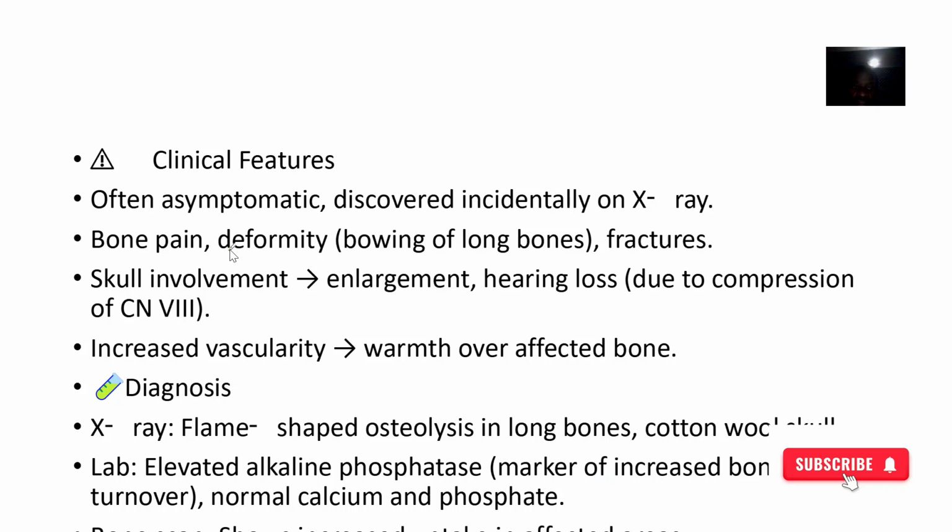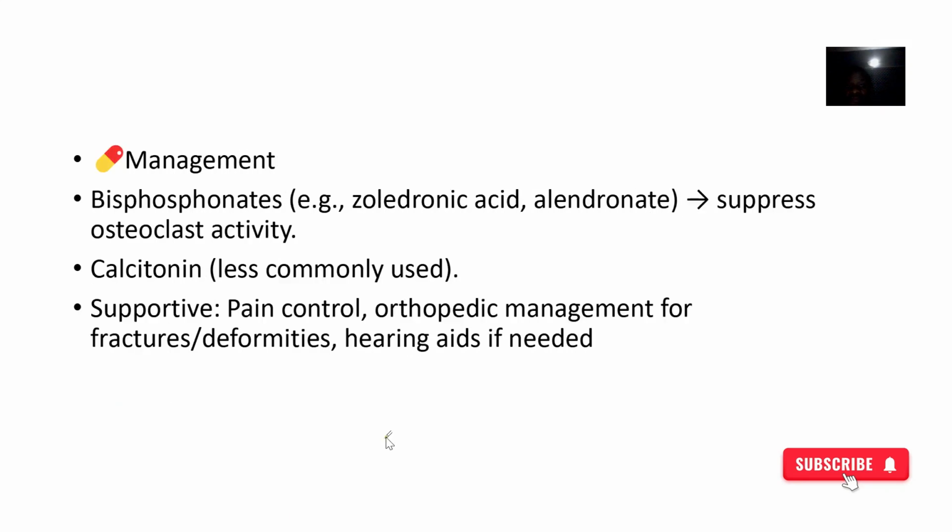So clinical features: there's a lot of bone pain, there are deformities, the bone is weak and could get fractured. When the skull is involved, it's enlarged, there's hearing loss because cranial nerve 8 is compressed, and there's increased vascularity. So diagnosis is the x-ray that you use now. Then the laboratory test where you basically test for alkaline phosphatase. You see that it is elevated.